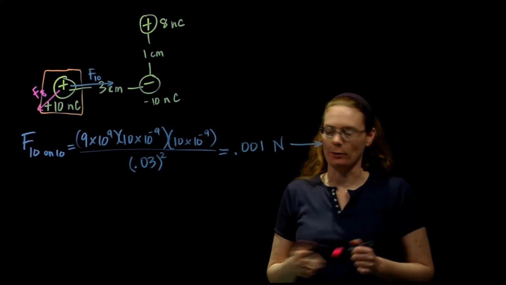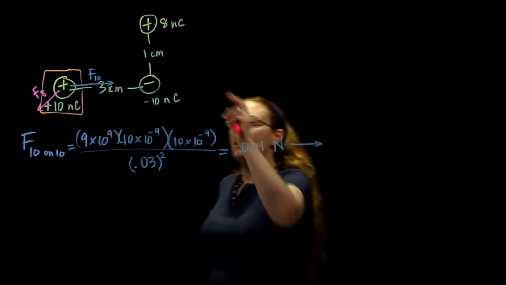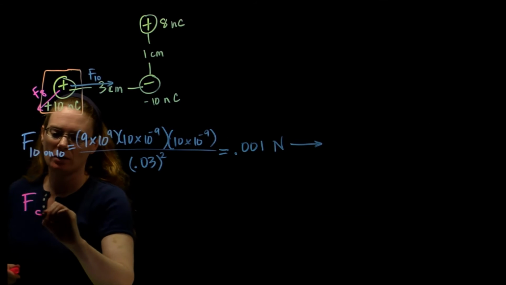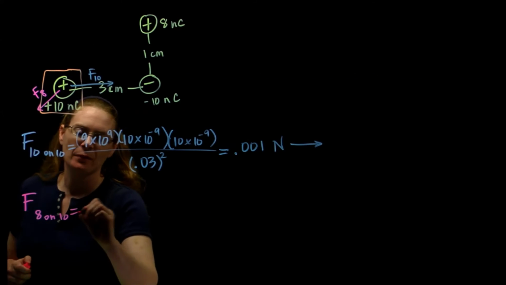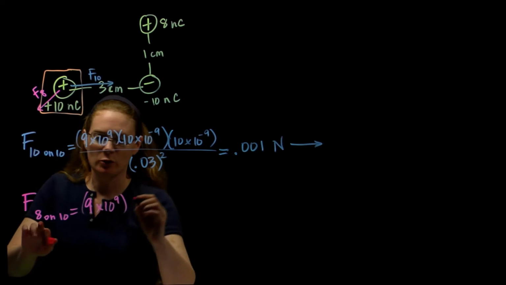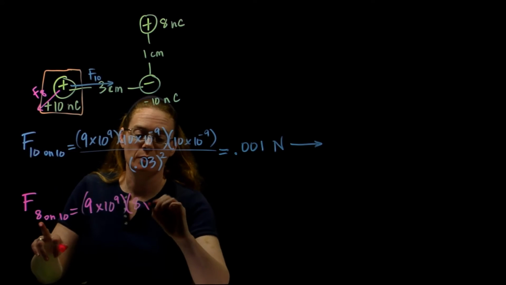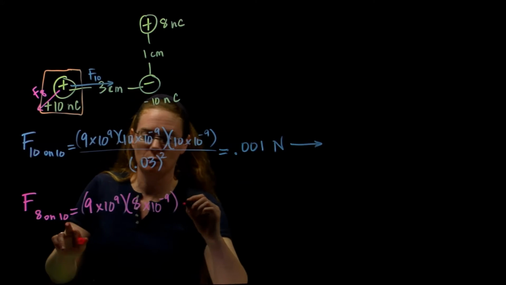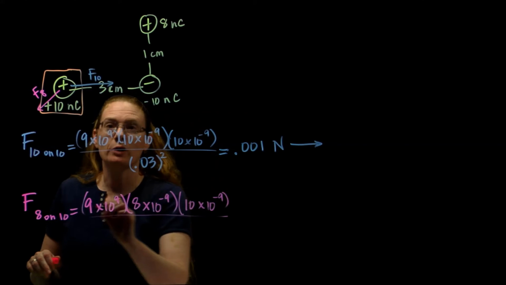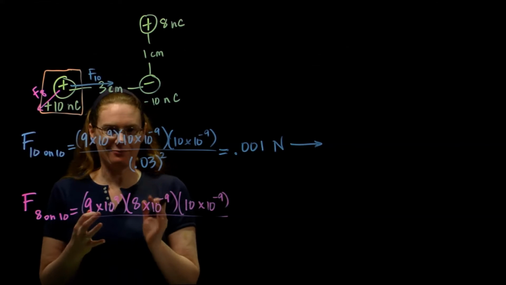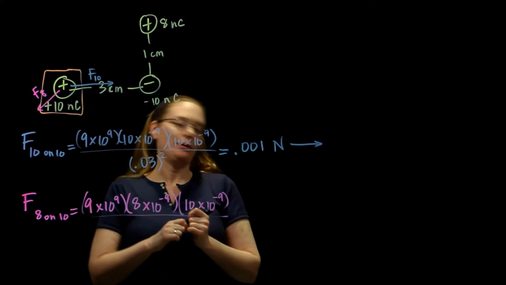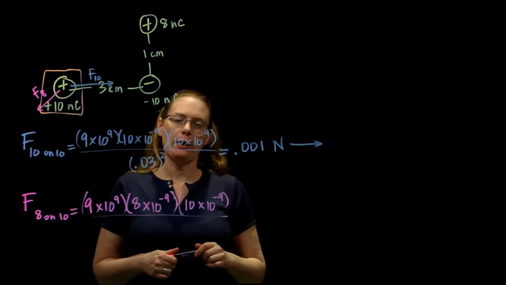Now we go to the harder one. So what is the force of the plus 8 on the plus 10? So we've got the 8 acting on the 10. Well, it's going to be K, the constant, 9 times 10 to the 9, times charge 1, 8 nanocoulombs, times charge 2, 10 nanocoulombs, over the distance between them, which is what? What is the distance between the 8 and the 10? We don't know it to start with. We're going to have to figure it out.